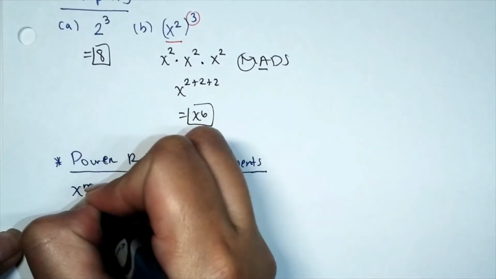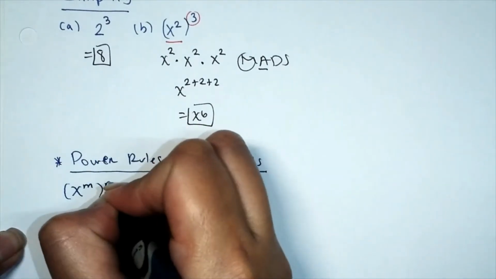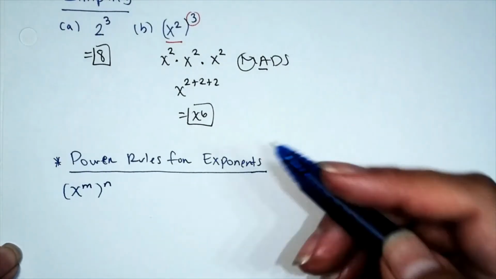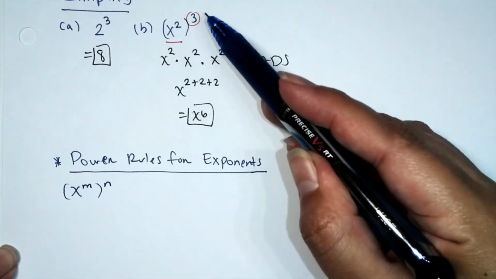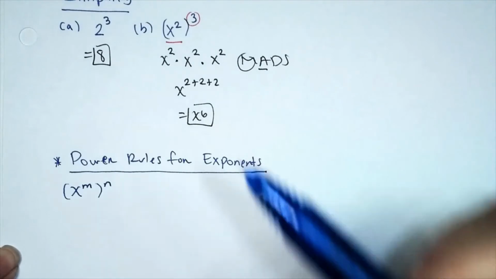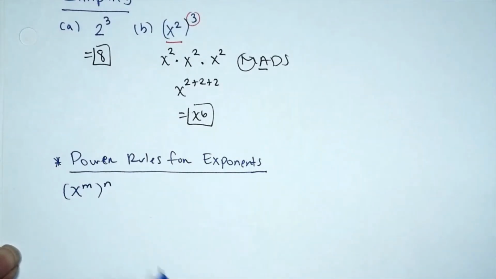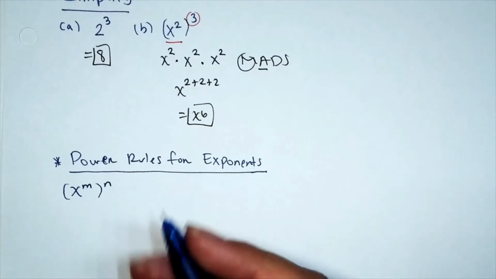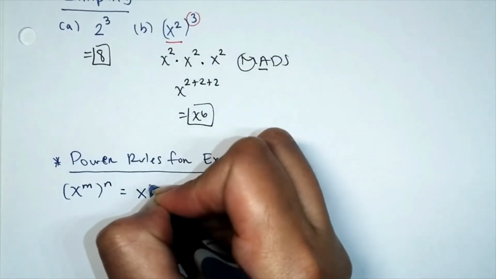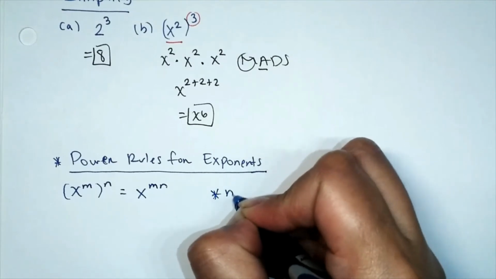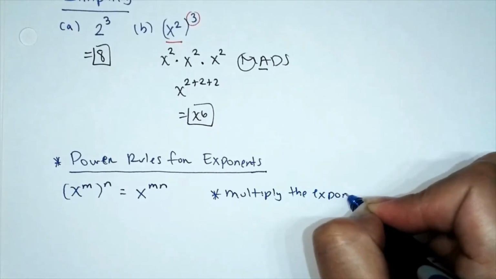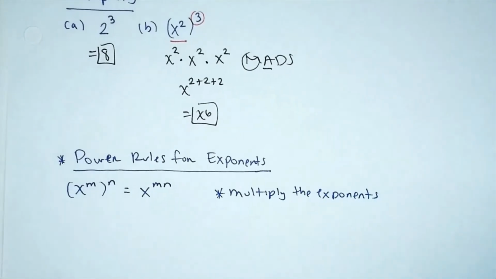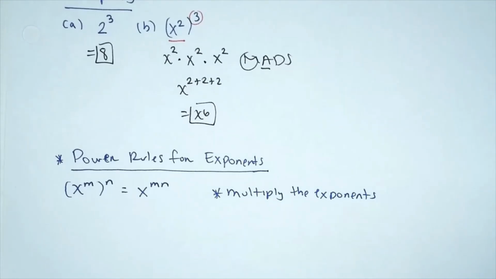If you have a factor and you raise it to some power, what is the rule? Think about, how do we get the 6? 2 plus 3, that's not 6. 2 times 3, that is 6. So the power rule for exponents says this: if you have a factor and you raise it to some power, you're going to keep the base and multiply the exponents. Okay, so I'm going to write down 2 more, but they're all an extension of this one.